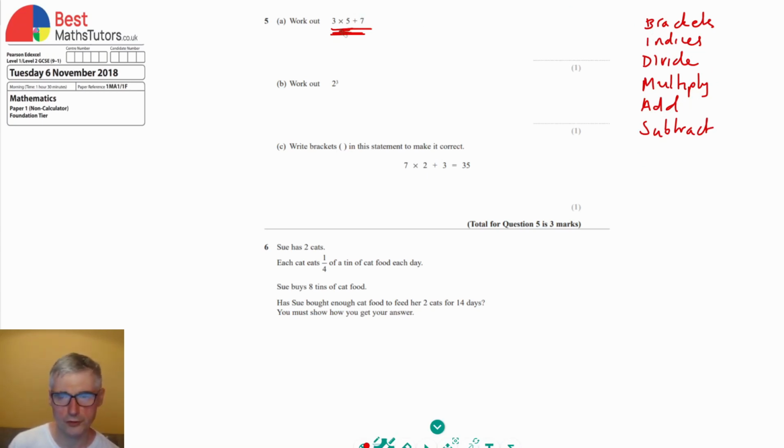Starting at the top there, the first thing that we've got to do is the multiplication. So 3 times 5 is 15, and then we have to add 7 to it, and that will give us 22. So that's that first part. The next part, 2 to the power 3, is indices, the only operation that we're doing in this one. So 2 to the power 3 actually means multiply 2 by itself 3 times. So we've got 2 times 2 is 4, and if we times that by 2 again, we get 8.